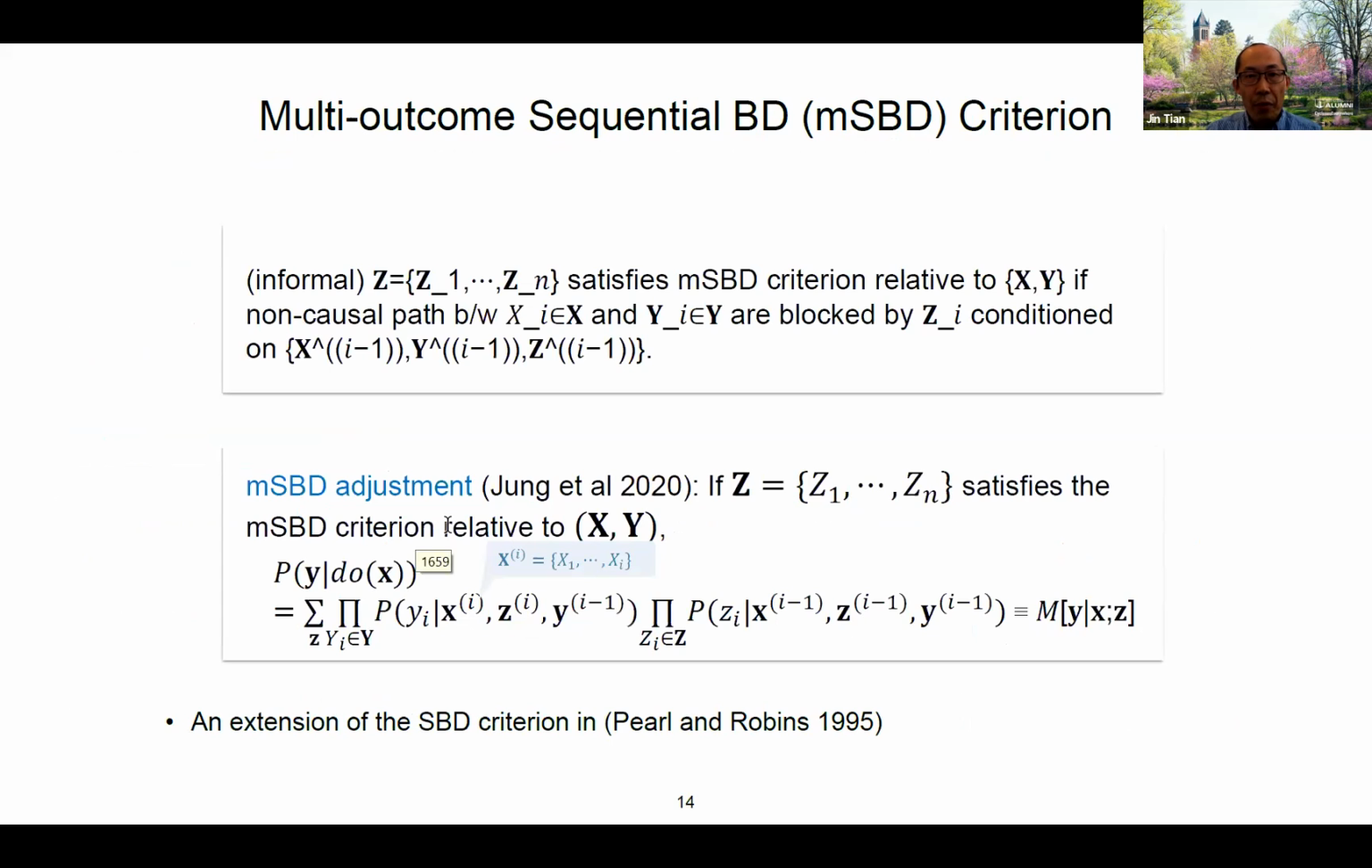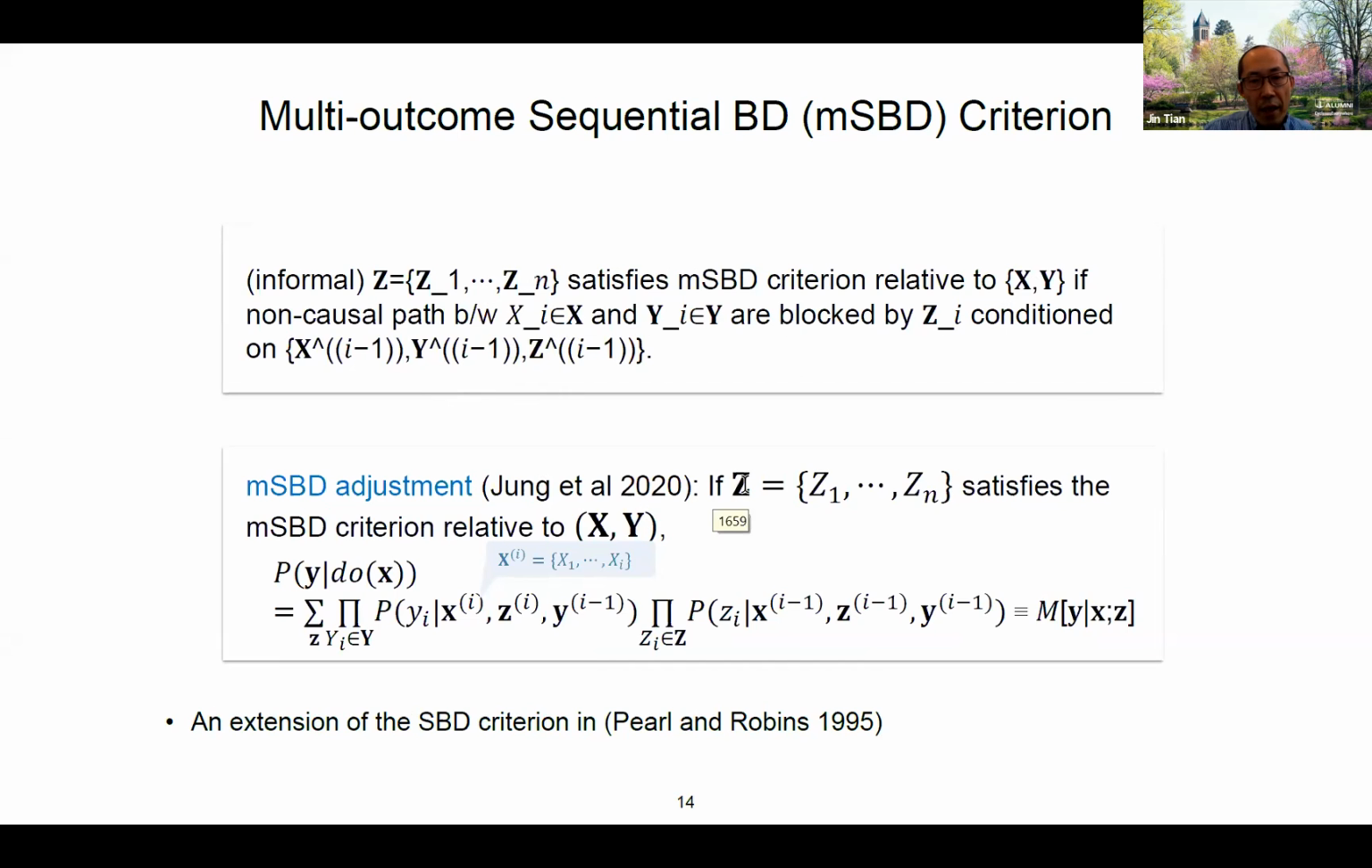First, let me review this MSBD criteria. It's an extension of the sequential backdoor criteria, and the sequential backdoor criteria is the extension of the backdoor criteria to the sequential case. So roughly speaking, we say a sequence of Z variables satisfies the MSBD criteria relative to a sequence of X variables and a sequence of Y variables if all the non-causal paths between each Xi and Yi are blocked by Zi, conditioned on all the previous ones.